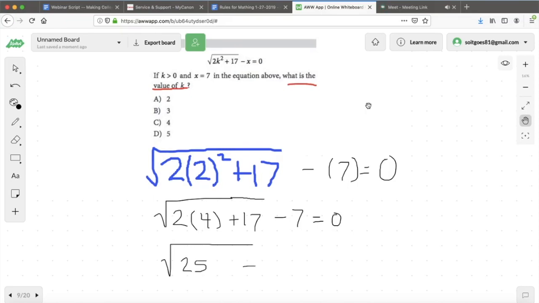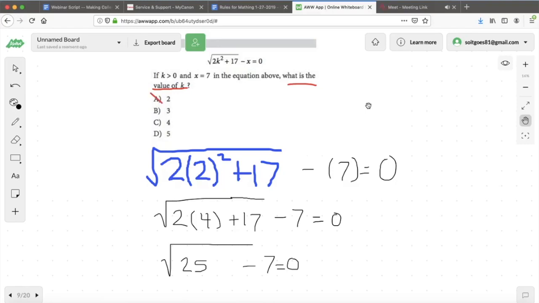Yeah, it's just 8 plus 17. Is that going to give us a true statement, Ariane? No. No, right? It's going to give us 5 minus 7. It's not equal to 0. Answer choice A is gone.